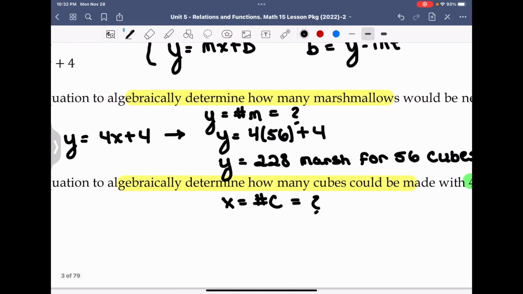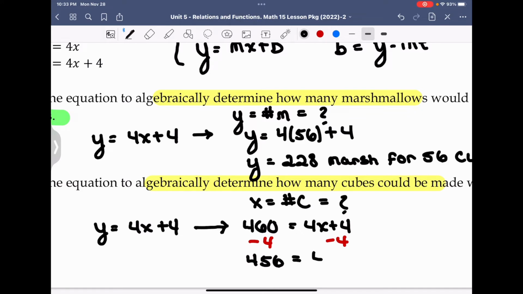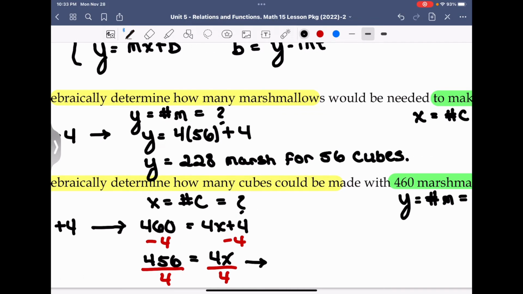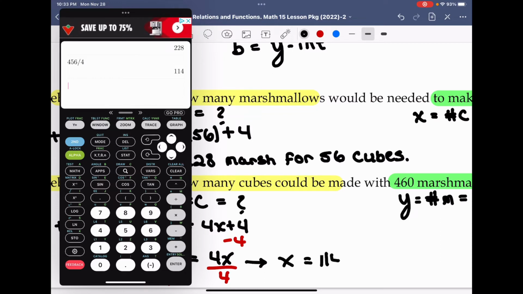So now we're going to take our original equation again. y is equal to 4x plus 4. We're going to now plug in our y value that we know, 460, is equal to 4x plus 4. And then when we solve for x, we need to subtract 4 across, subtract 4 across. We get 456 is equal to 4x. A number attached to x through multiplication, we would have to divide it. And therefore, if we go to our calculator here, if we take 456 divided by 4, we should get a value of 114.